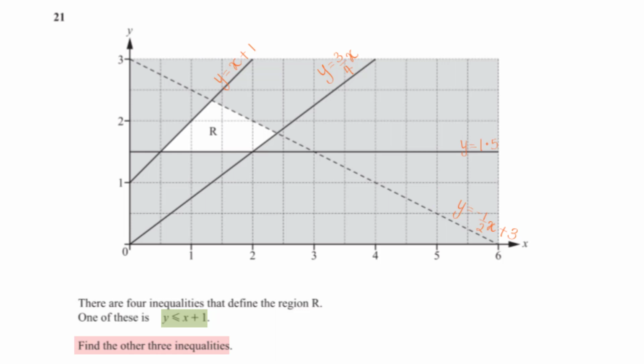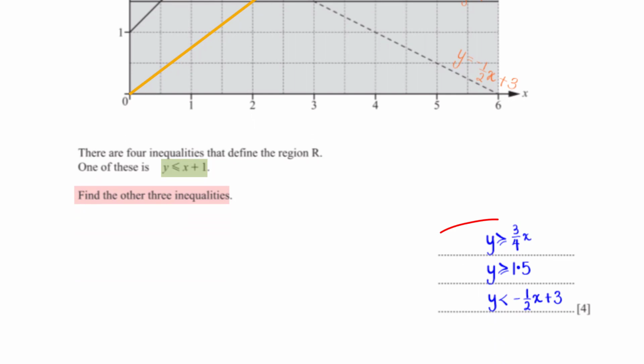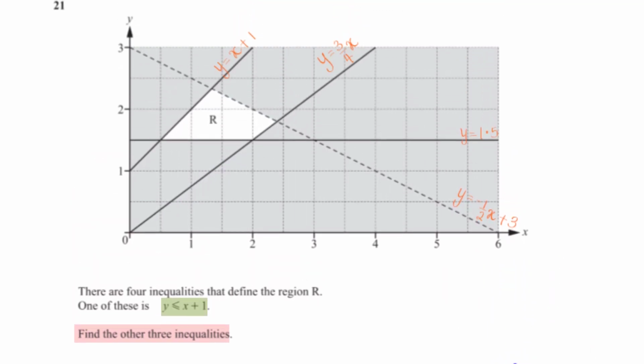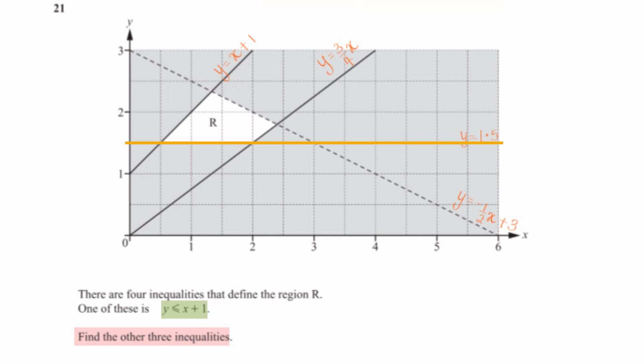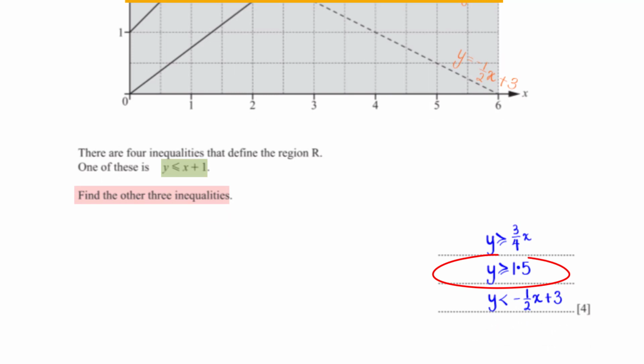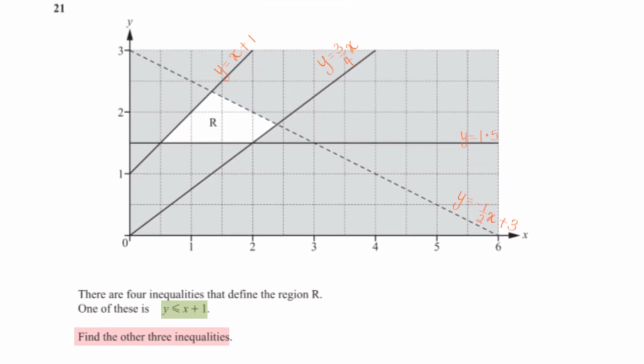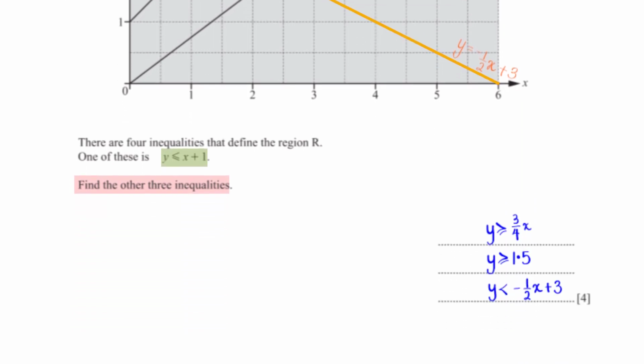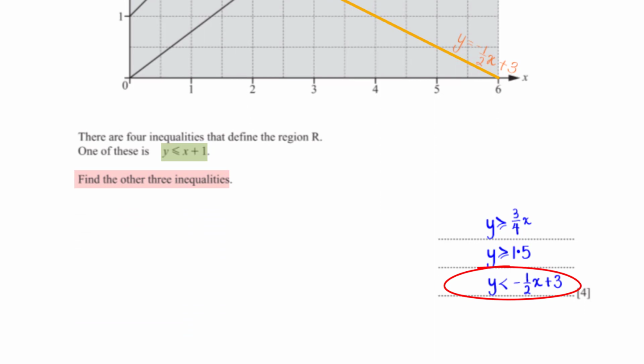Since the region R is located above y equals 3 over 4x, I write the inequality as y is greater than or equal to 3 over 4x. The region R is located above the line y equals 1.5, so I write the inequality as y is greater than or equal to 1.5. The region R is located below y equals negative half x plus 3. So I write the inequality as y is less than negative half x plus 3.